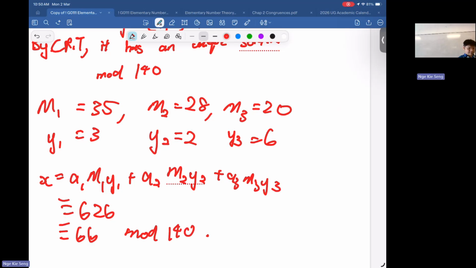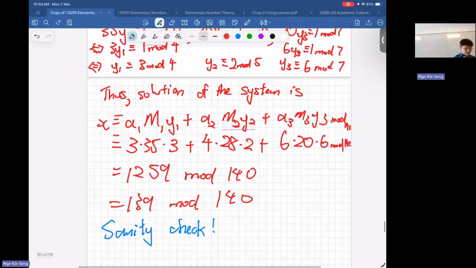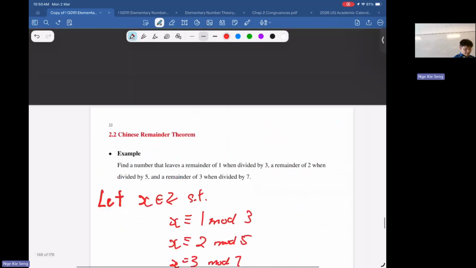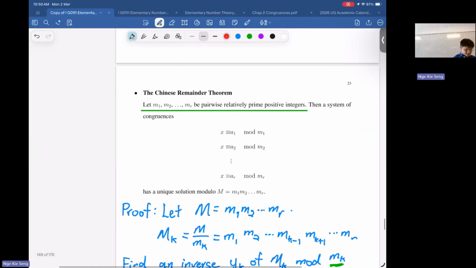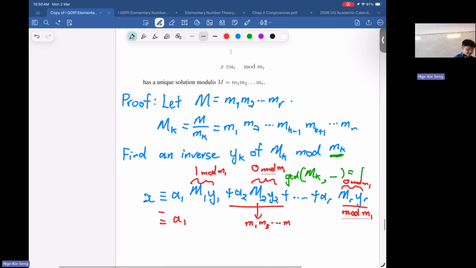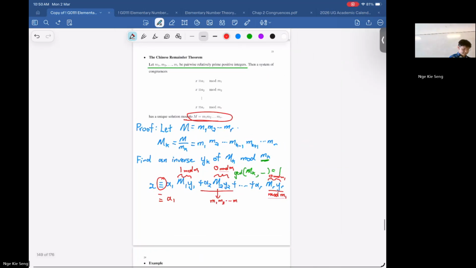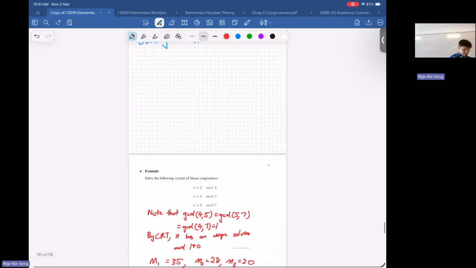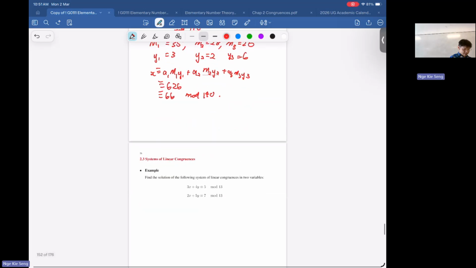Mod 140. Note that this solution is always a modulo sign. Yes, this solution here is a modulo sign. So it's a mod of this capital M here, the product of little m. Okay, so far so good.